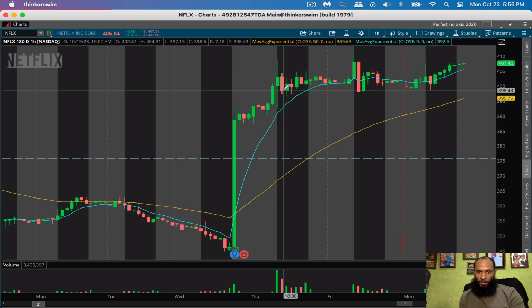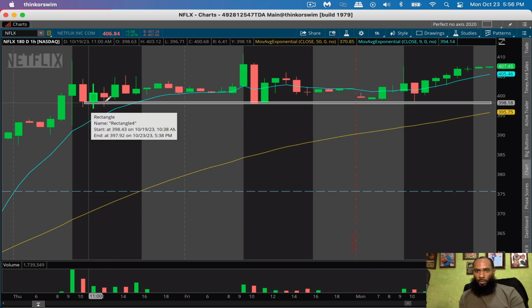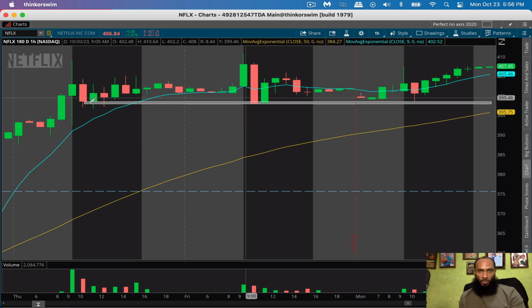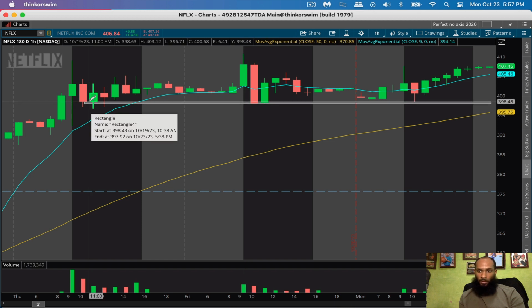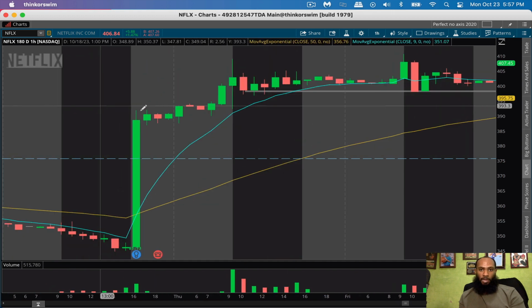So we have this level here. You could draw a very skinny rectangle, and this is showing you this area, this level, is holding as support. You got 397 up to 398. It's been holding as support the day after that big move, which means it's a strong level to stop all of these orders. All this momentum is stopped right here as we're pulling back. So this is a very strong level.